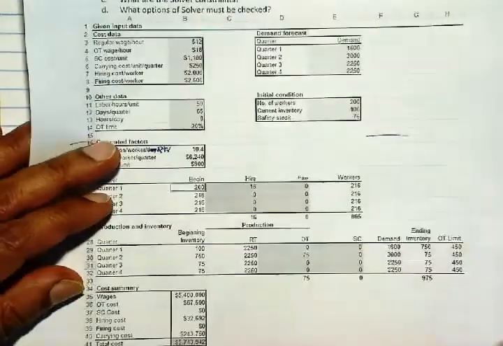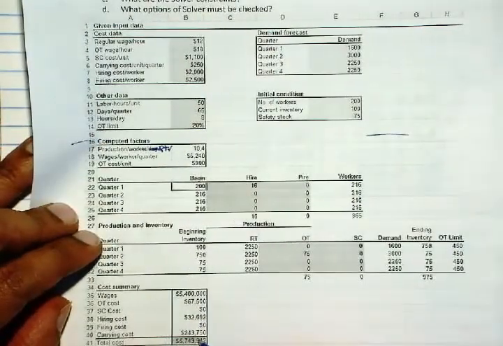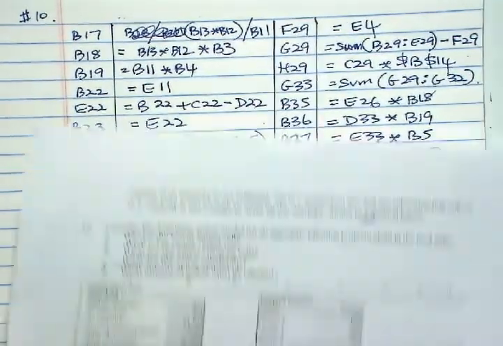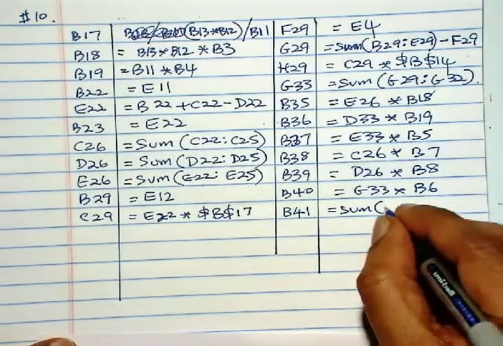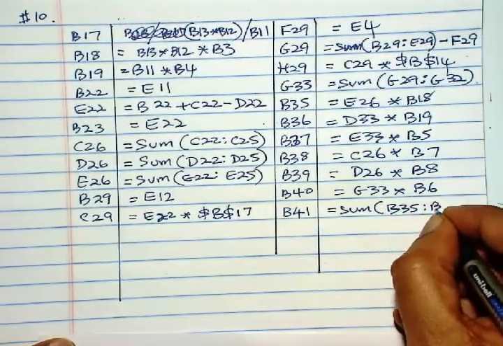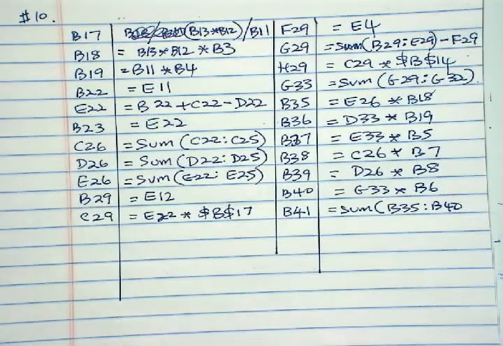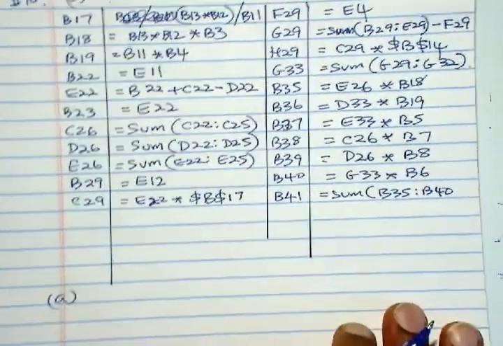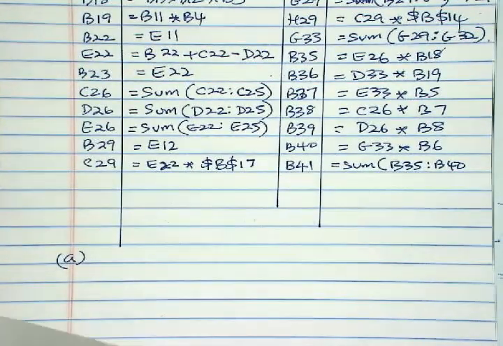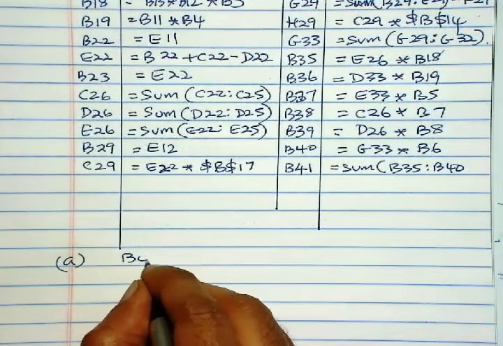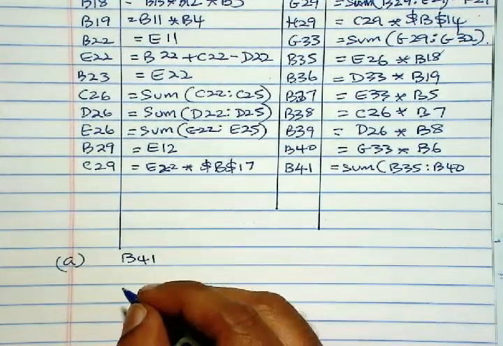Now B41, okay, so that's the sum of all the costs. So that is sum of B35 through B40. Okay, now we will do A. So this is E. Now we will do A. A is what is the solver target cell. Solver target cell is B41. So that's the target cell that we want to minimize.